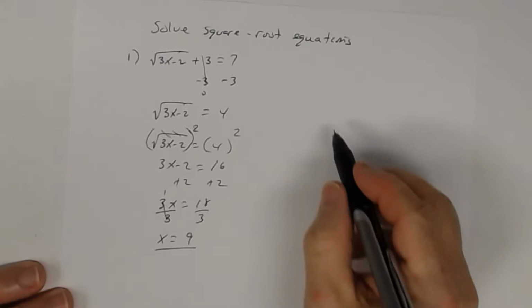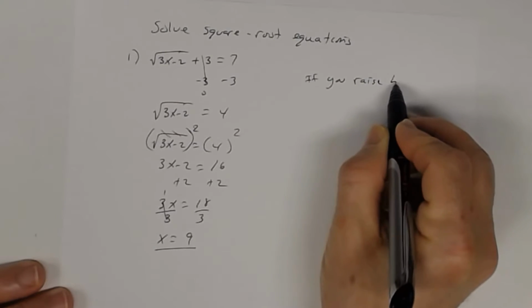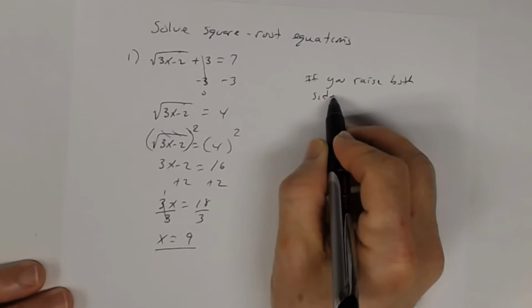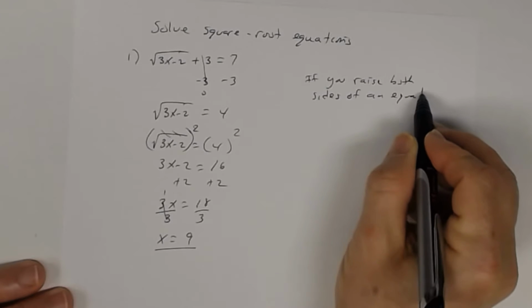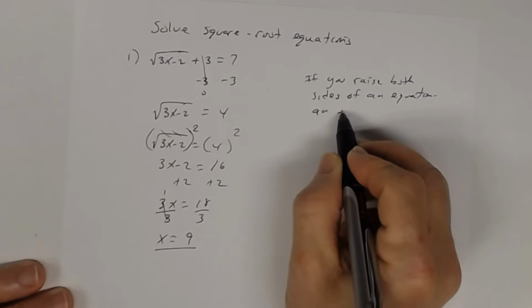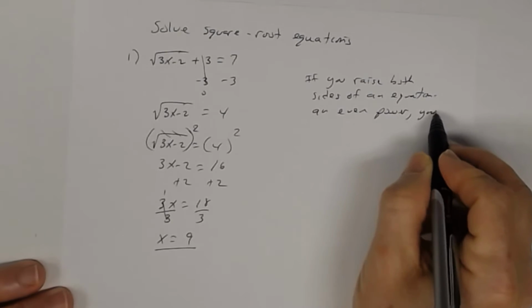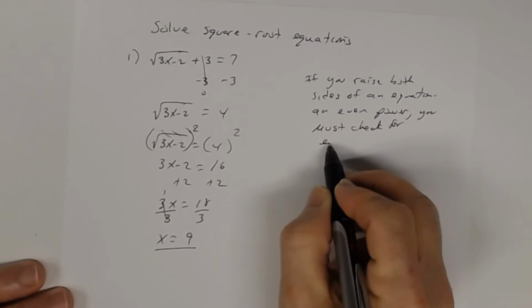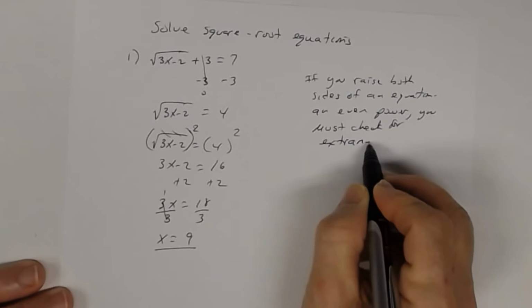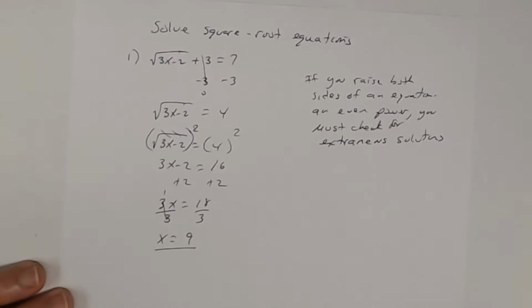Now, one thing you got to remember, if you raise both sides of an equation to an even power, or an even exponent, you must check for extraneous solutions. All right, so you must check for extraneous solutions. Okay?